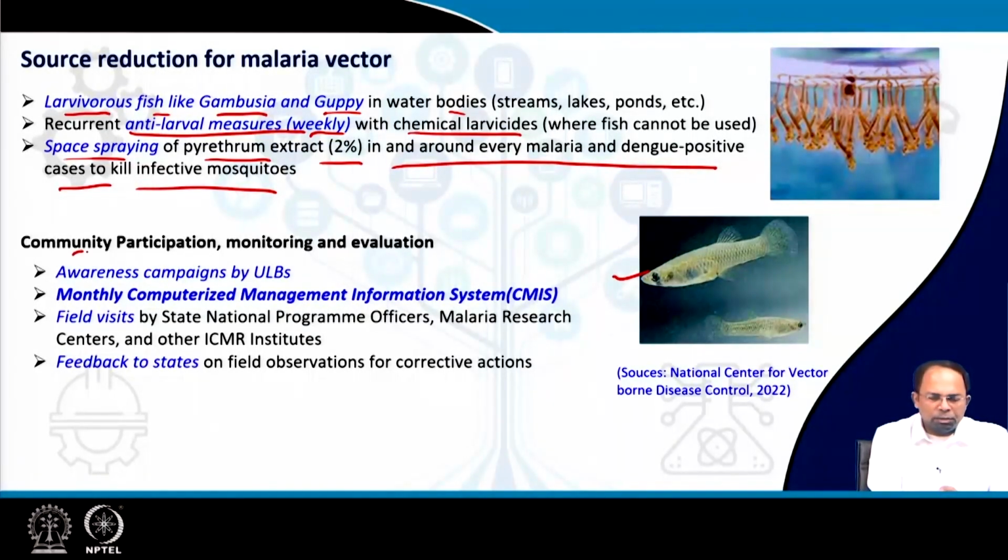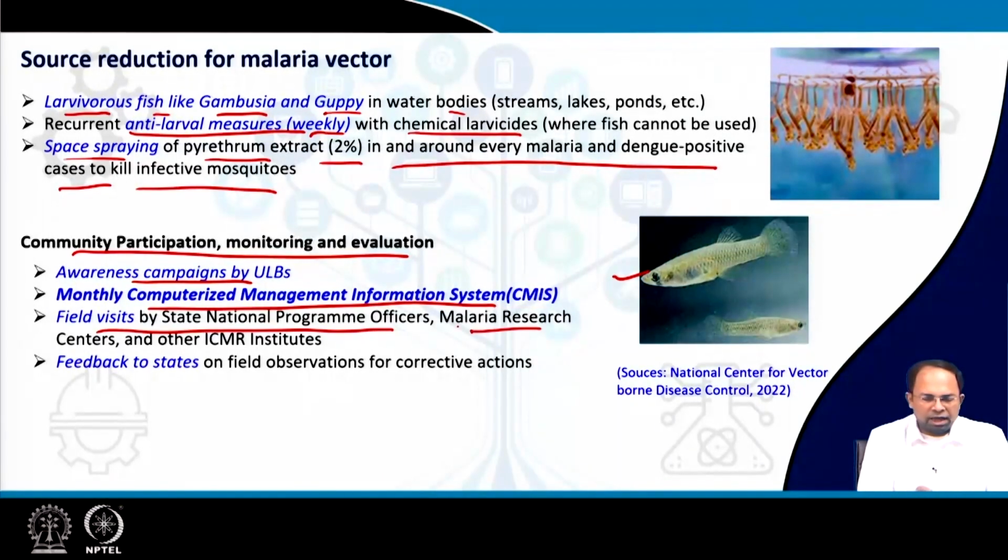Now, in addition, we can do community participation, monitoring and evaluation programs so that we can build awareness. The ULBs can also conduct awareness campaigns. They can do a computerized management information system on keeping record of where, how much, what kind of diseases are spreading. Then field visits by national program officers, malaria research centers and other institutes can happen, so that people can come, do tests and see what the conditions are, and they can give their feedback, based on which certain corrective measures could also be taken.